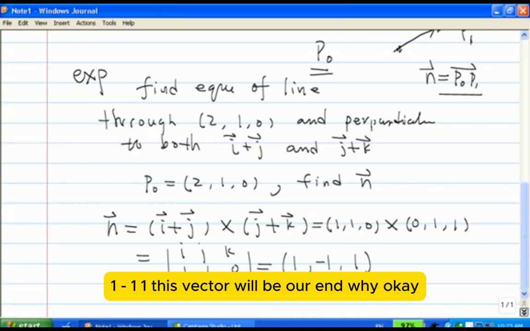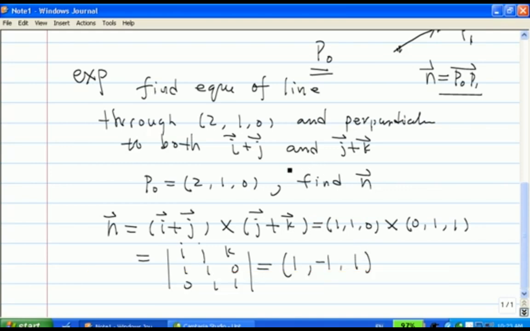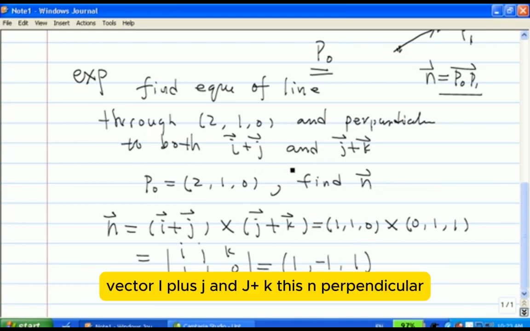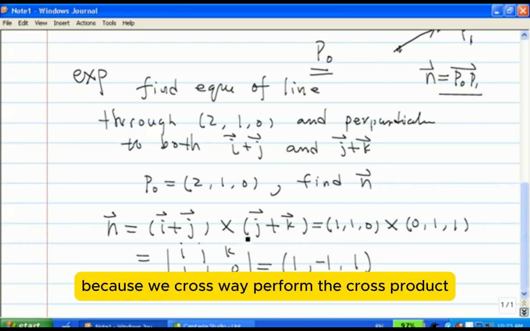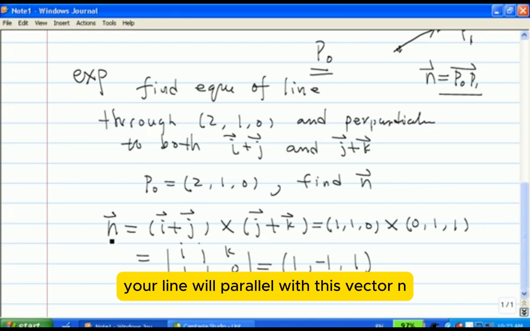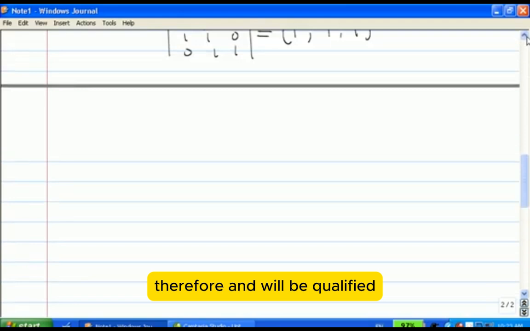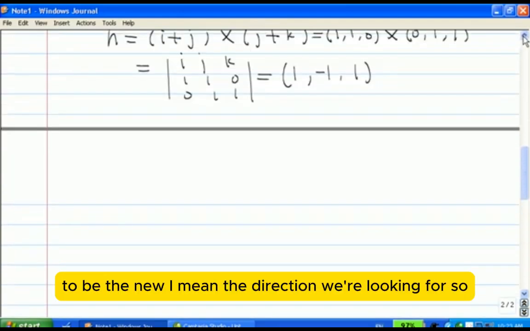Why? n is a vector perpendicular to both vector i plus j and j plus k. This n is perpendicular to both of them because we performed the cross product, and obviously your line will be parallel with this vector n. Therefore, n is qualified to be the direction we're looking for.